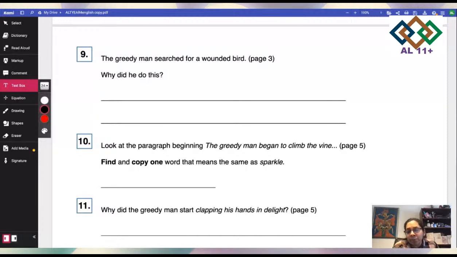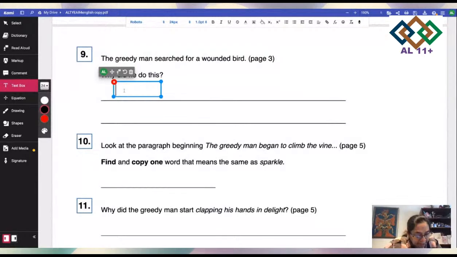Because the farmer found the wounded bird, took care of the bird, he got rich. So he was looking for the bird for these reasons, because he wanted the bird to give him money and give him some reward. That's right. So basically, he was looking for the bird.